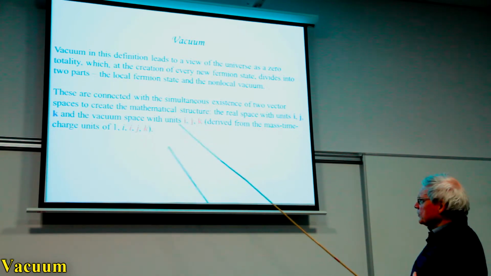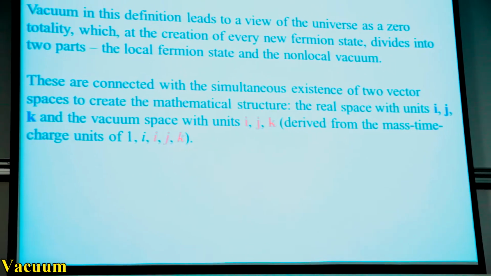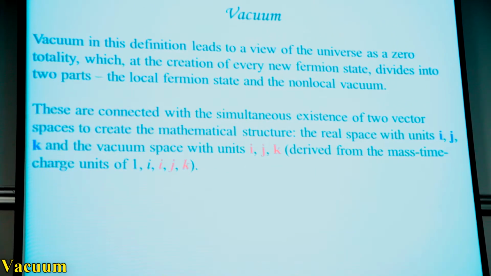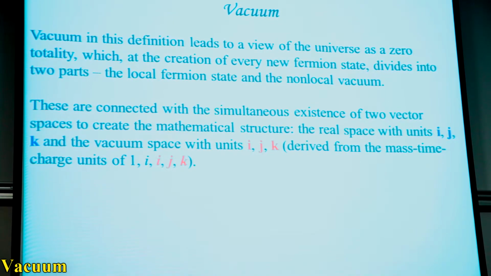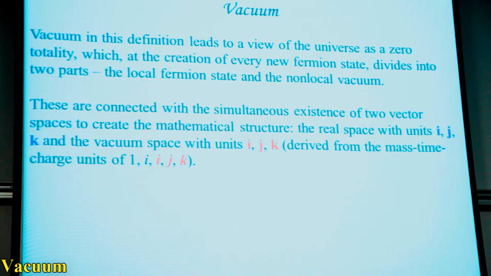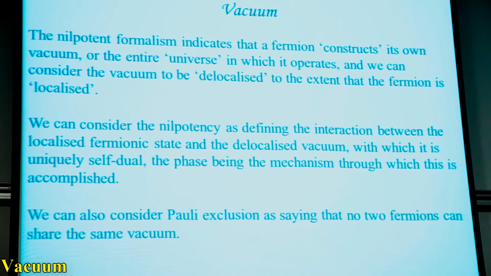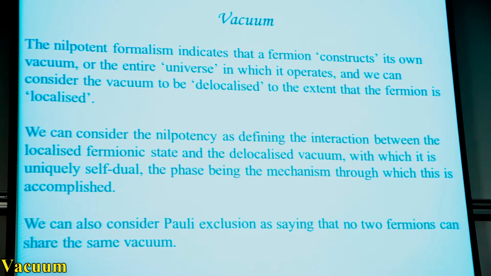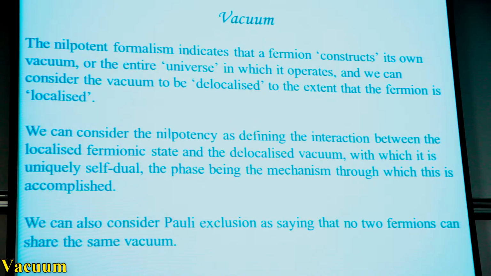And the second one is derived from the mass, the charge units and the time units of the parameter group. Because we've got two spaces, we've got real space with the fermion, and vacuum space with the vacuum, the rest of the universe, for that fermion. In other words, a fermion constructs its own vacuum. So it has to construct the universe. Every time we change the fermion's properties, we change the universe to make it possible to exist.